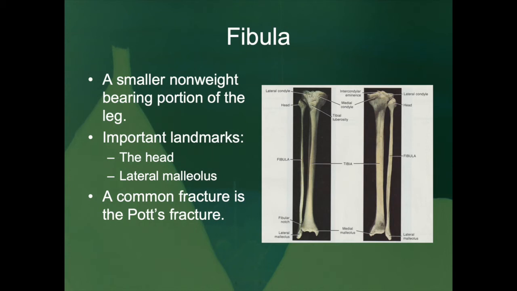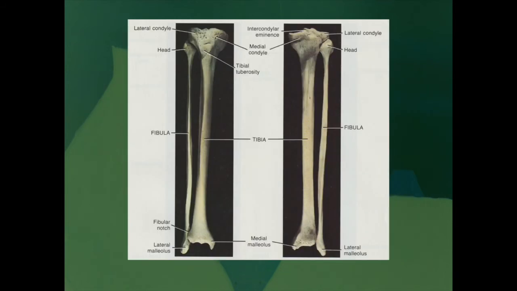Now, fractures happen to even this lateral bone. The fracture of the lower end of the fibula, which is very common, is called a Pott's fracture, and we see this in a lot of different sports-related injuries of the lower leg. Now what I've done here is I have taken the image from the previous two slides and I've blown it up a little bit for you.